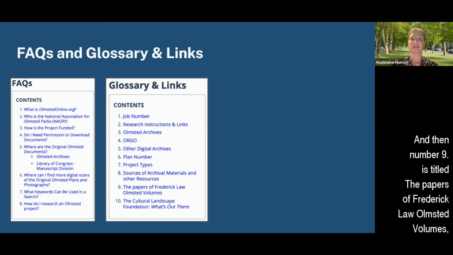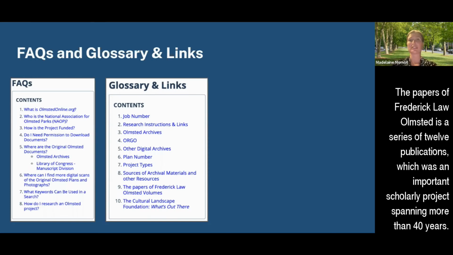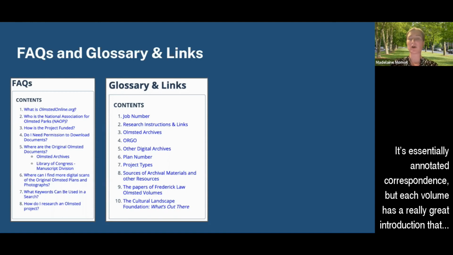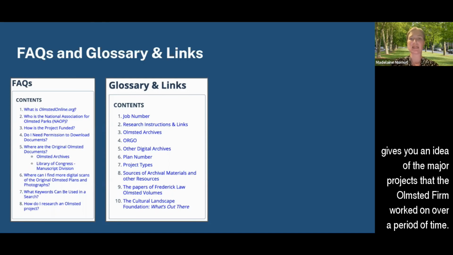And then number 9 is titled The Papers of Frederick Law Olmsted Volumes. And the Papers of Frederick Law Olmsted is a series of 12 publications, which was an important scholarly project spanning more than 40 years. So the final volume was completed in 2020 with the well-known Olmsted scholar Charlie Beveridge as series editor. And it's essentially annotated correspondence, but each volume has a really great introduction that gives you an idea of the major projects that the Olmsted firm worked on over a period of time.